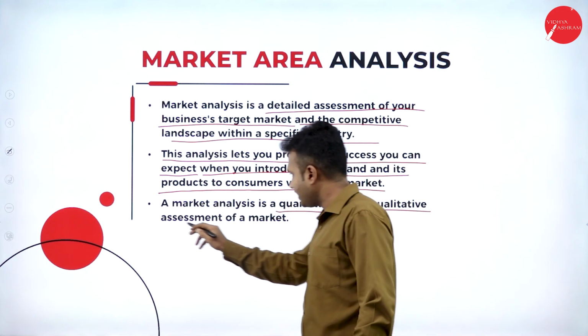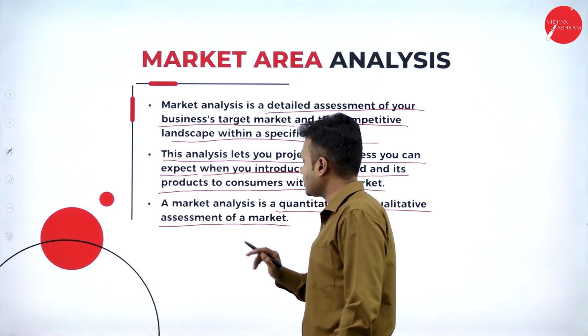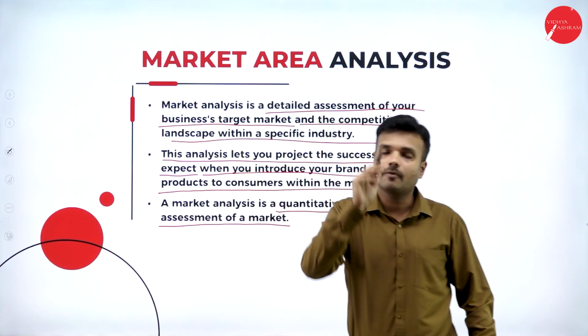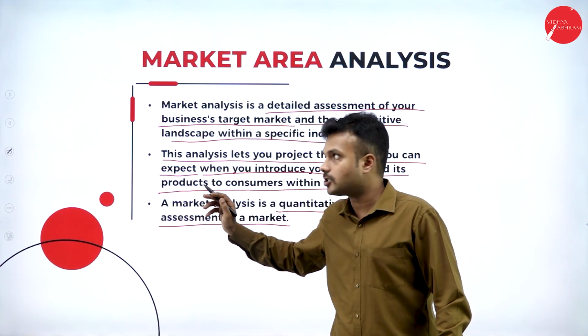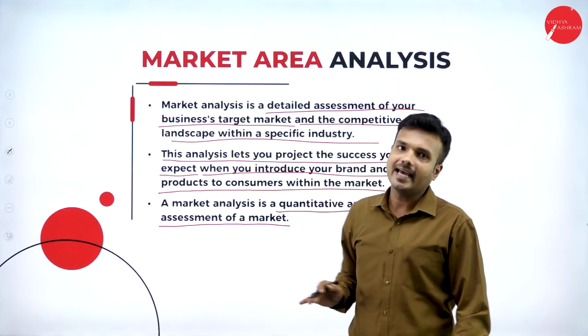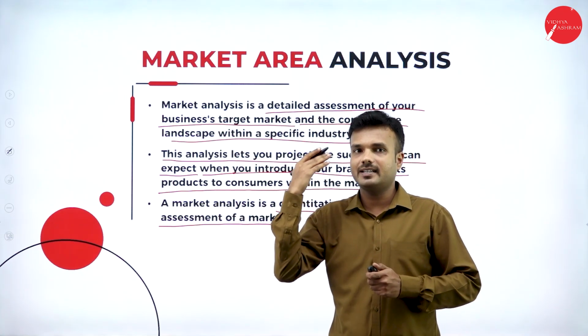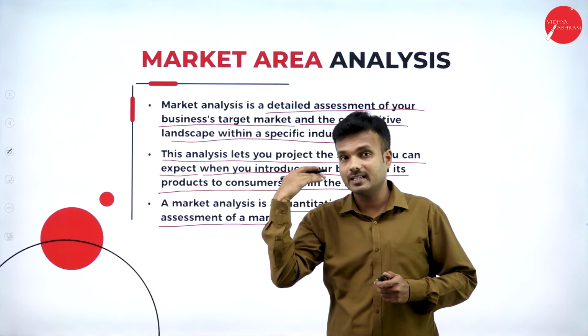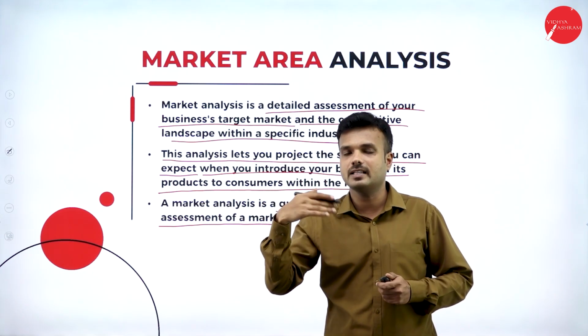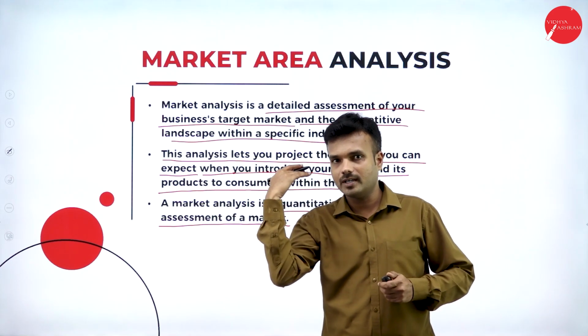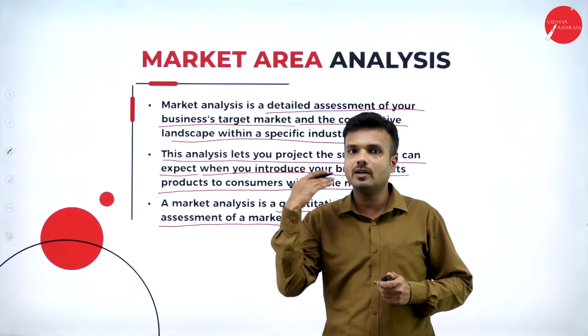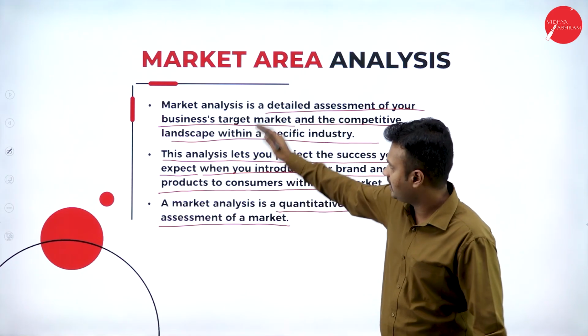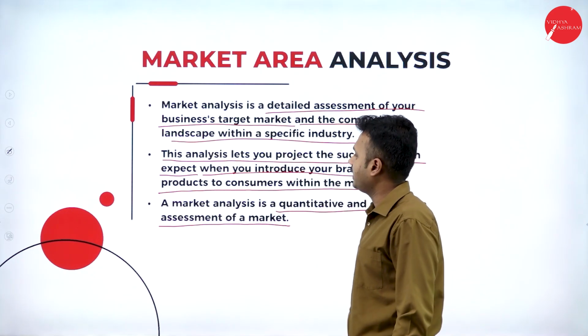So each and everything that is going to happen must be qualitatively and quantitatively measured in terms of this market area analysis. Means in terms of the number of products that can be sold in a market area, there is a number of income, there is a number of sellers, number of buyers. So each and everything is quantitatively and qualitatively measured in terms of the market area analysis.